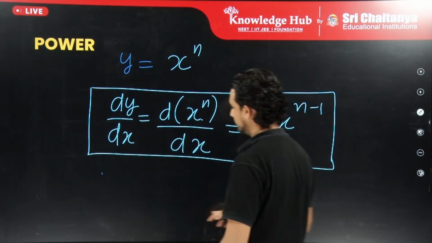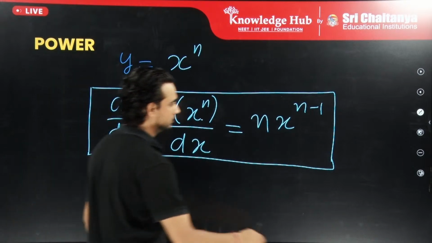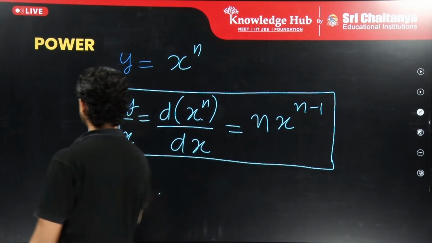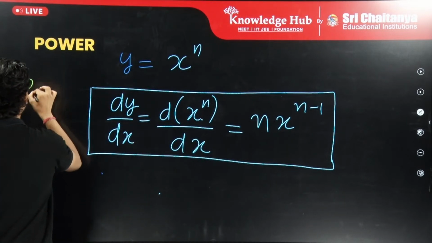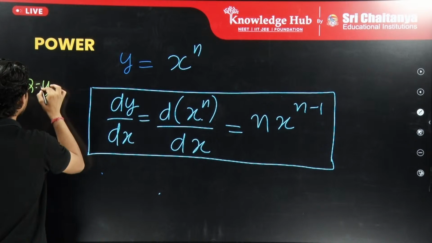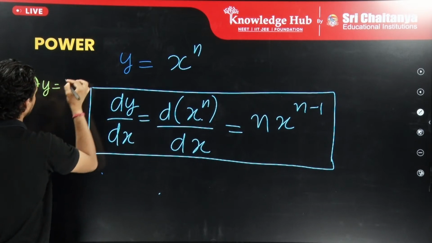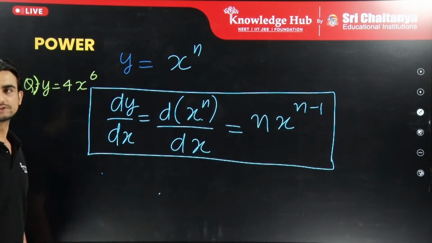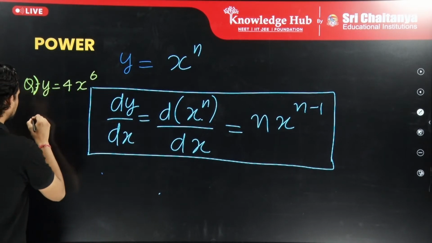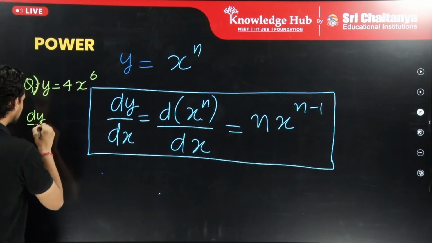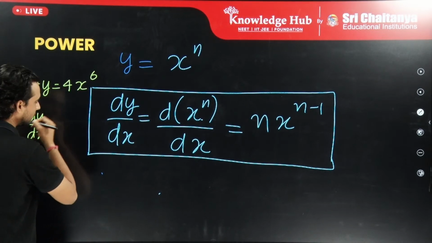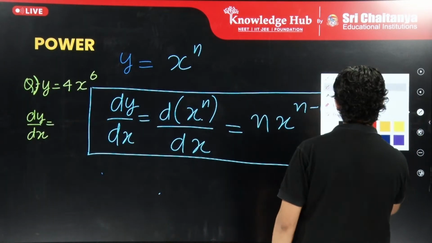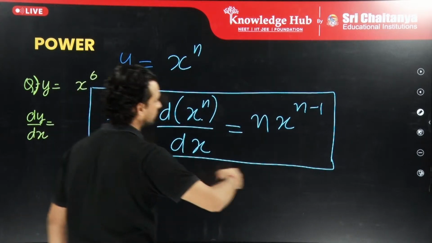So let's solve one question. Let the question be, find the differentiation of y equals 4x raised to 6. So the differentiation of this is dy by dx equal to. For now, let's remove this 4 also. Okay, we'll do that later.